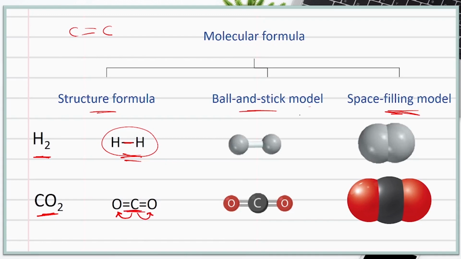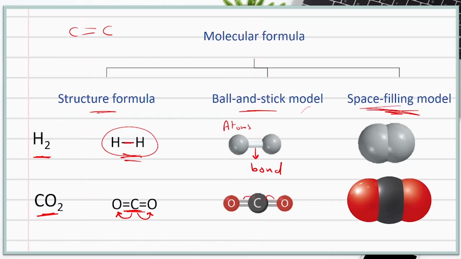The other method of representing the molecular formula is a ball and stick model. From the name, you can understand that we use balls to represent atoms and sticks to show bonds. The ball and stick model shows the distribution of atoms in the structure and the angle between atoms, but it doesn't show us proportionality of atomic size. We draw all atoms as similar-sized spheres. For example, we can see that hydrogen and carbon dioxide are linear, with a 180 degree angle between atoms.